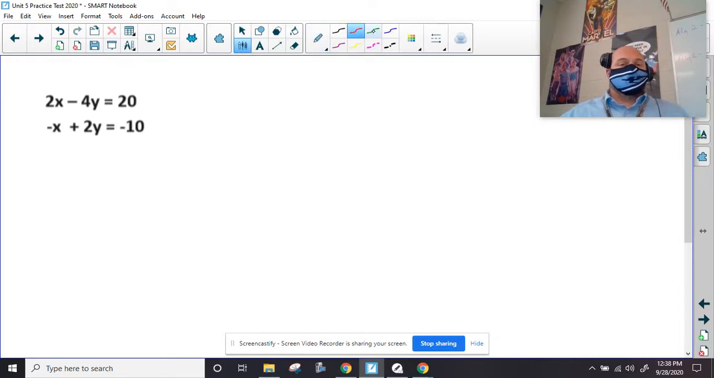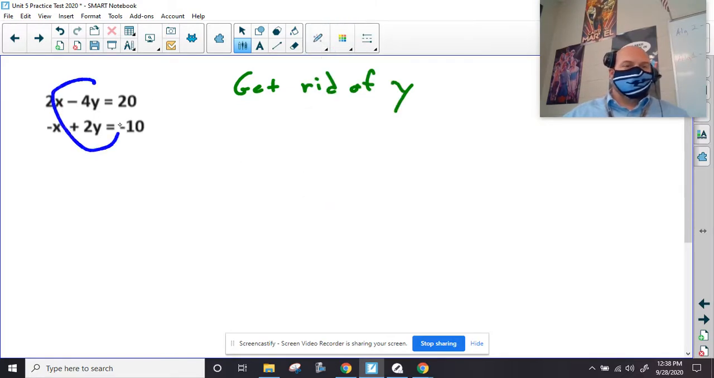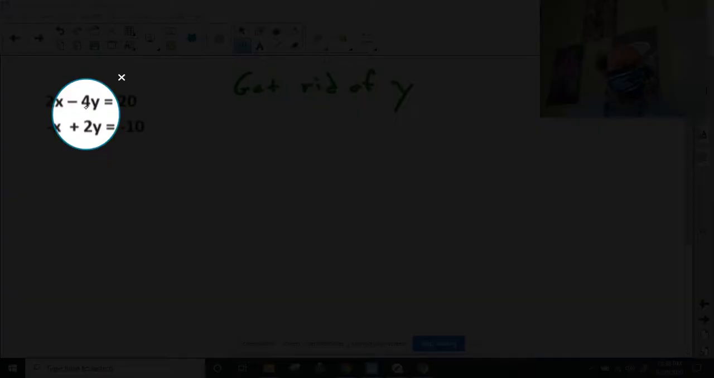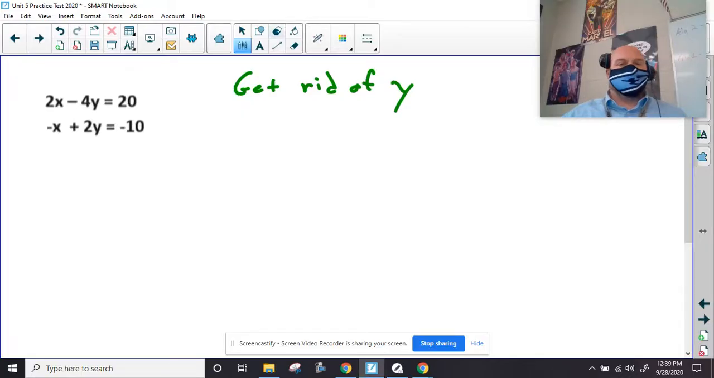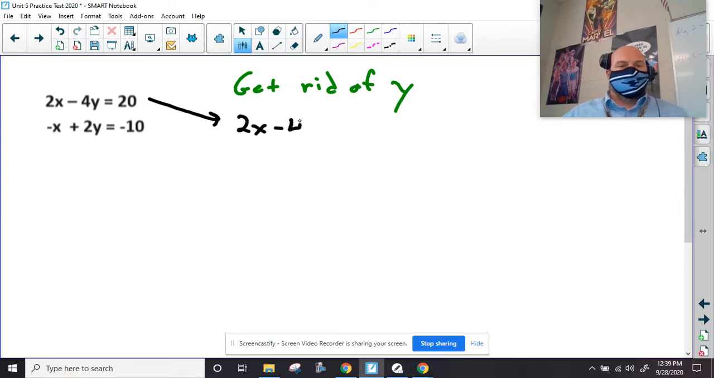All right. So let's get rid of one of the variables. Which one do y'all want to get rid of, x or y? All right. So we're going to get rid of y again. When I look, I have a negative 4y and a 2y. Well, I can make this bottom one be a positive 4y. So I'm going to leave this one alone. Now, if I want this to be a positive 4y, what am I going to have to multiply everything right here by?